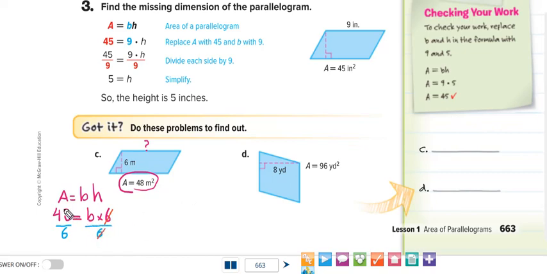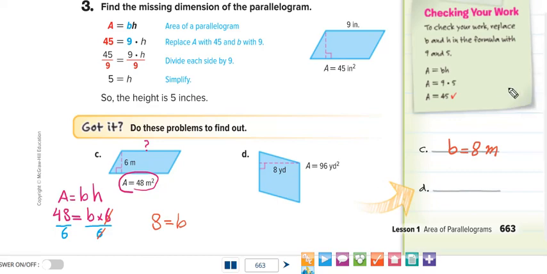So 48 divided by 6 will give you 8. Equal sign. And B remains. 8 equals B means B equals 8. 8 what? This was meter, so the same unit, meter.